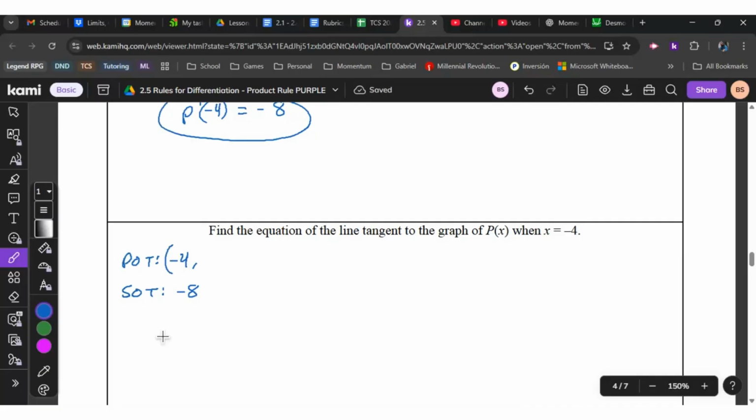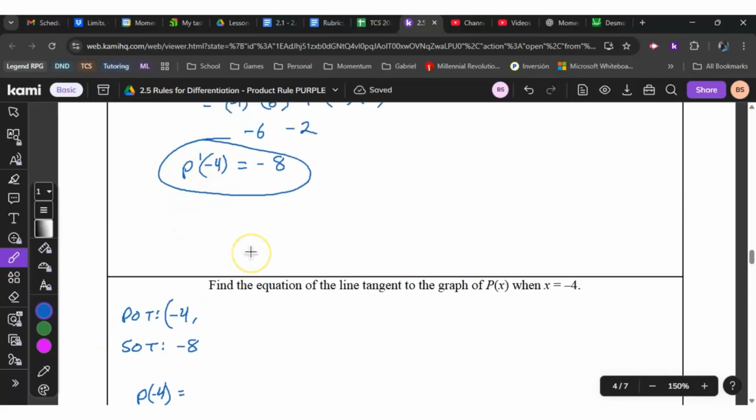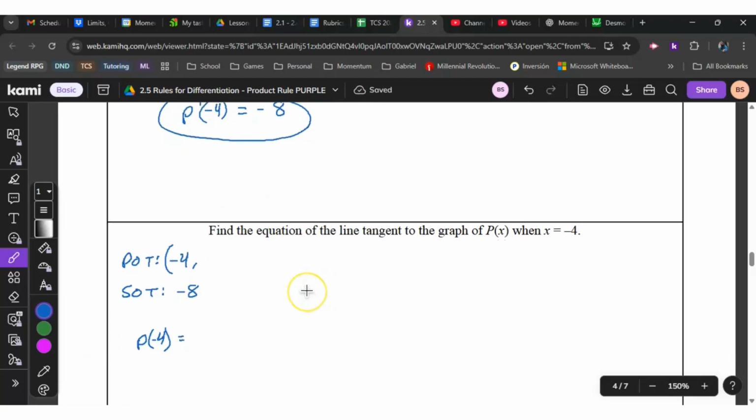So that means that all I need to do is find p of -4. Why is it negative? Because we just found it, right? So p of -4 means that it is f of -4 times g of -4. Now, we just found both of those. What was f of -4 if you look in the previous question? -1. And what was g of -4? 6. So that's just -6. So our point is -4, -6.